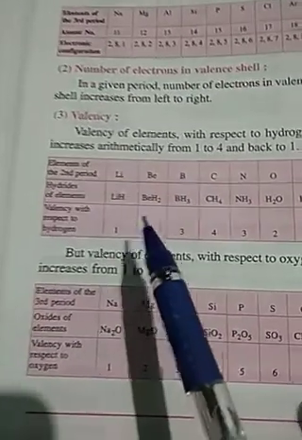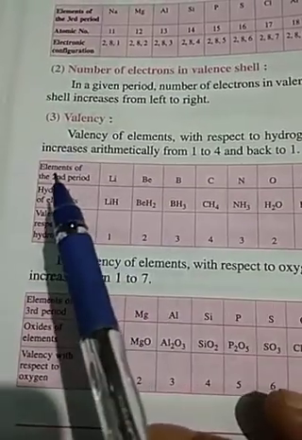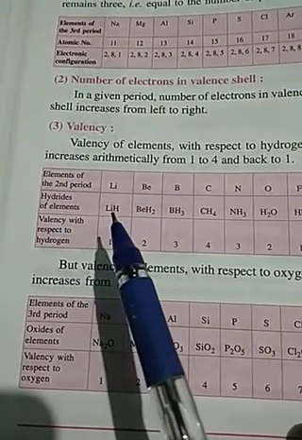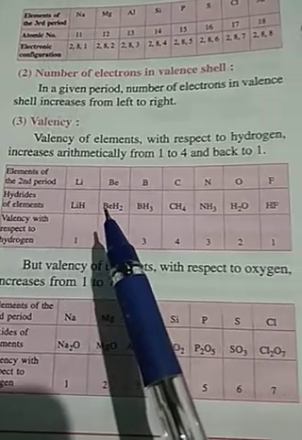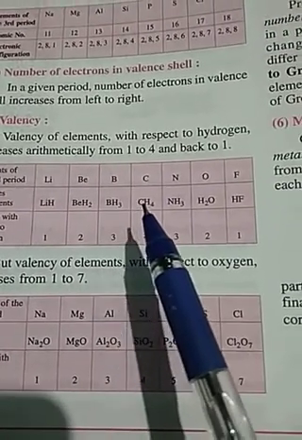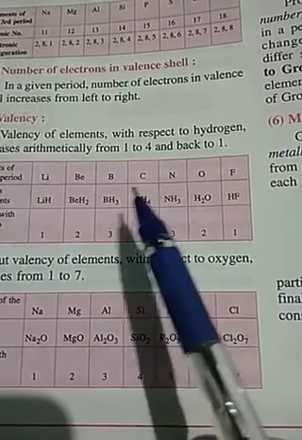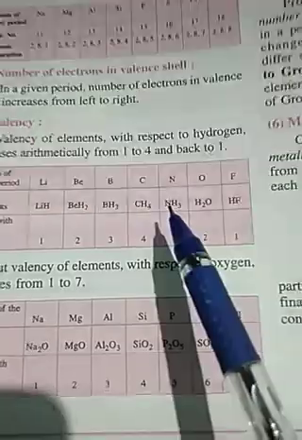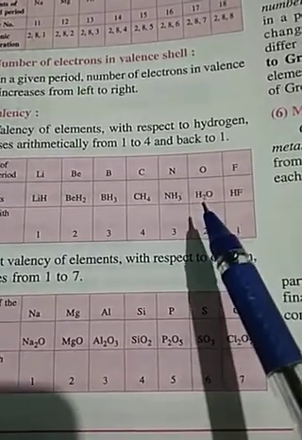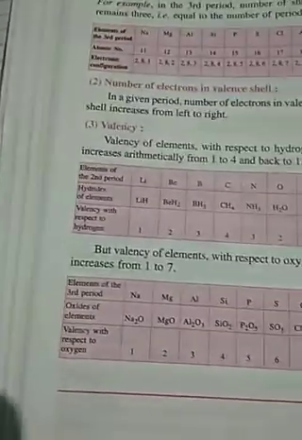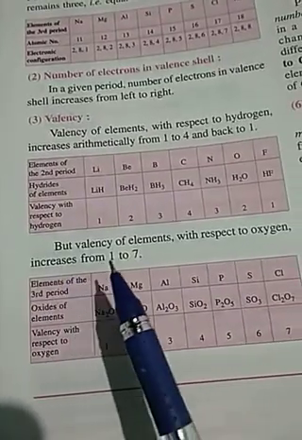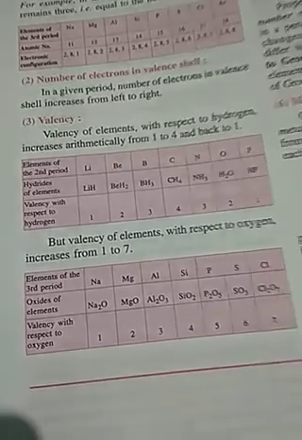Here are the hydrides. We will study the hydrides of the elements of the second period. Lithium hydride, beryllium hydride, boron hydride, carbon hydride. We call it not carbon hydride, but methane. This is nitrogen hydride, it is called ammonia. This is water, hydrogen fluoride. But valency of elements with respect to oxygen increases from 1 to 7.